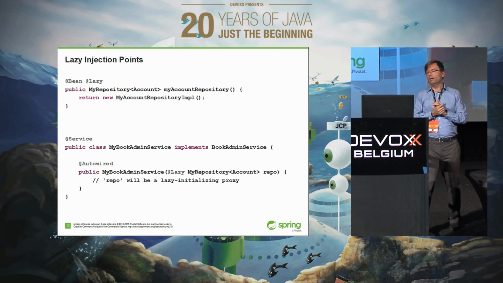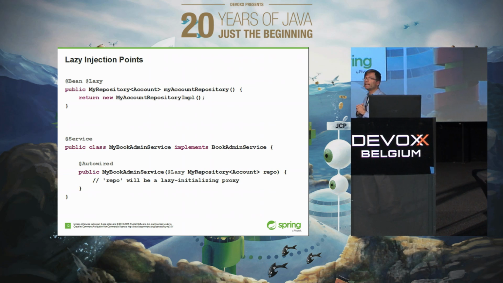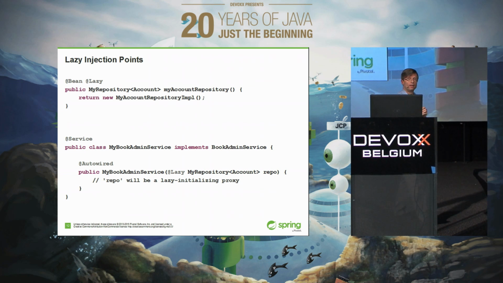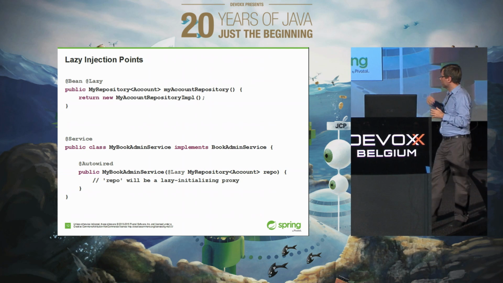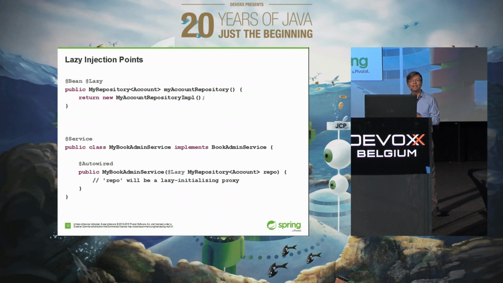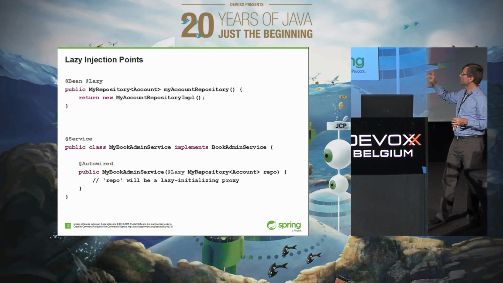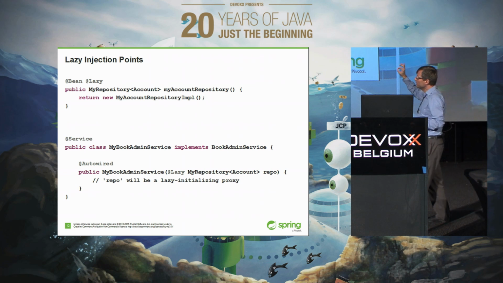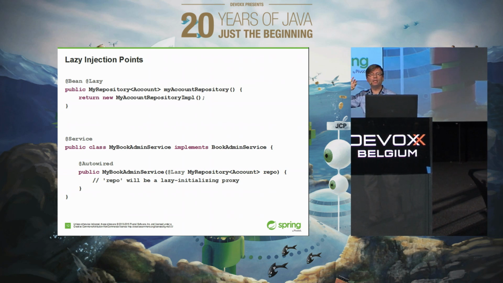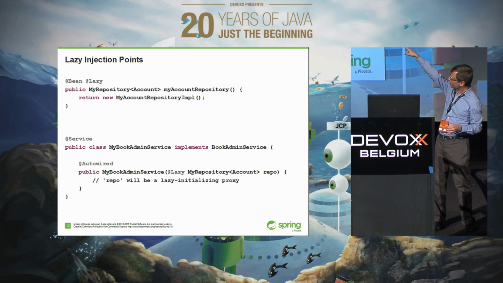A nice little variant, again, a recent Spring Framework feature, is laziness of injection points. So in this case, again, a regular MyRepository of Account, not a list. But this time we're saying, please give me a lazy reference to this MyRepository of Account. What does lazy mean in this context? @Lazy can be put at declaration points, right? It's actually also up there, right? The factory method has an @Lazy.